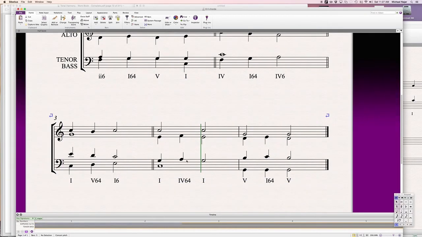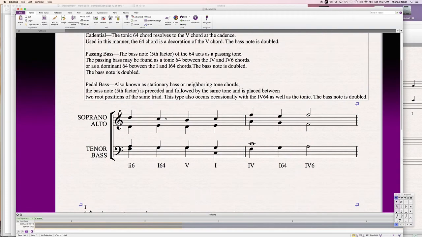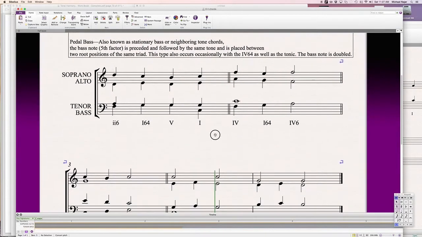Very, very simple. Okay. The pedal 6/4. Also known as stationary bass or neighboring tone chords, the bass note, the 5th, is preceded and followed by the same note and is placed between two root position triads of the same triad. Two root positions of the same triad. This type also occurs occasionally with a 4/6/4 as well as tonic. The bass note is doubled.